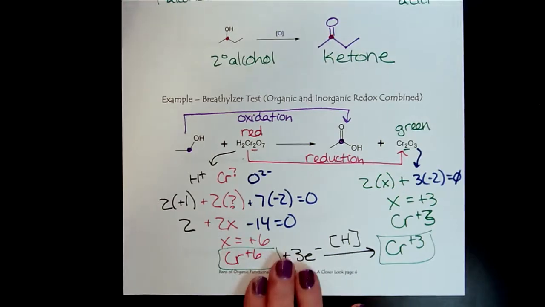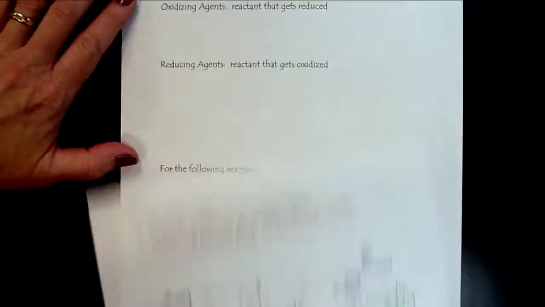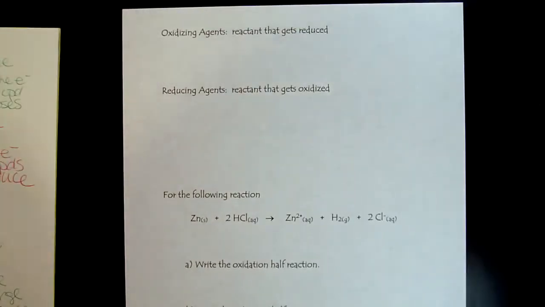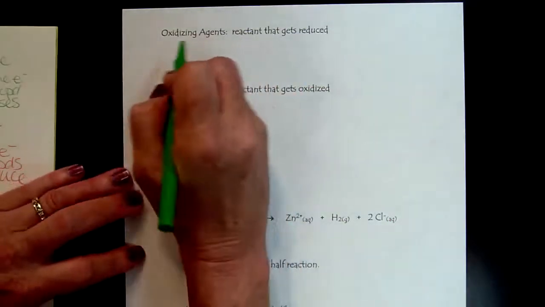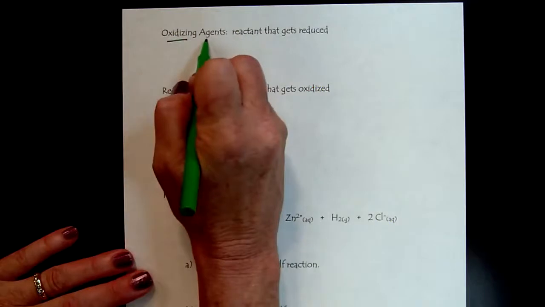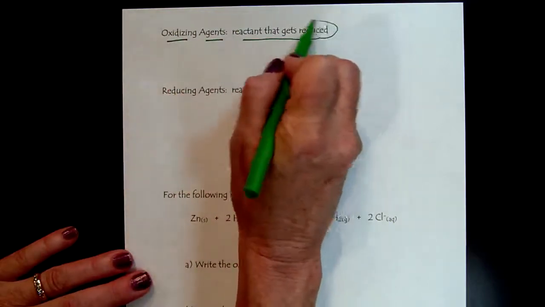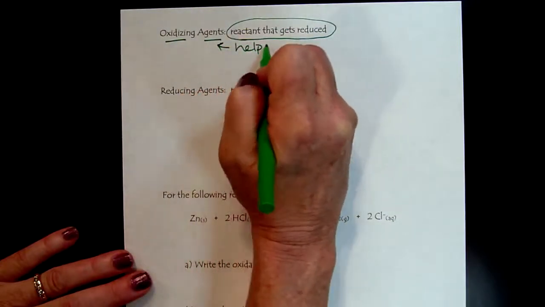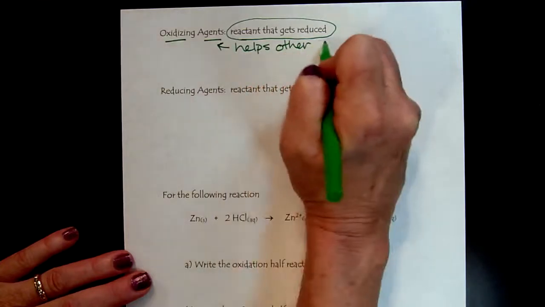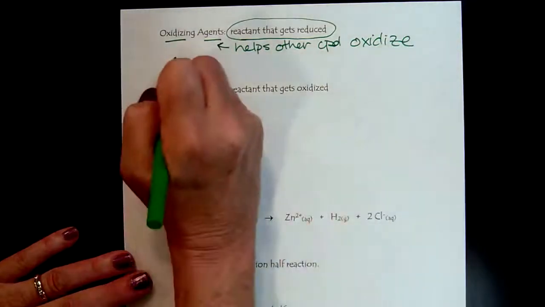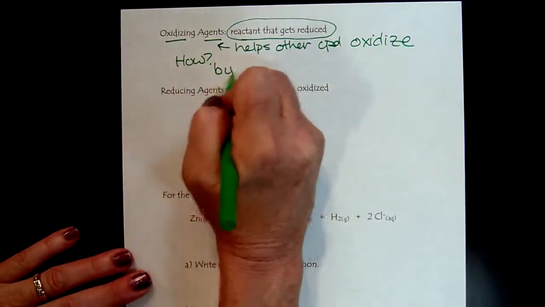Alrighty, so we have one last page to go over. There's one more important concept about oxidation and reduction that we need to learn. And this is about the idea of oxidizing agents and reducing agents. All right, so at first it feels a little clunky, but we'll get used to it. So it's an oxidizing agent. So that means the reactant gets reduced. It's an agent, it helps other compounds oxidize. And how does it do that? By being reduced.